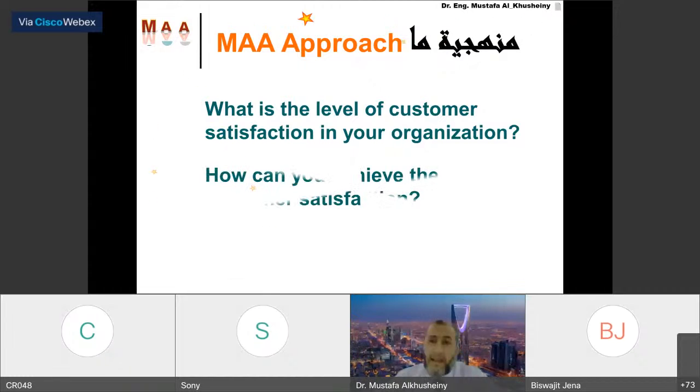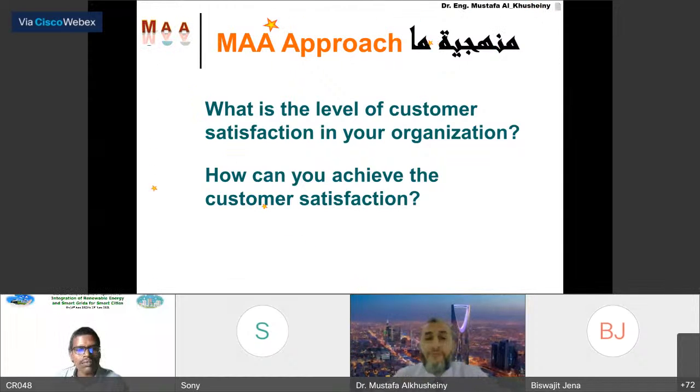But in the other type, we are asking about the procedure: how can we achieve the customer satisfaction? Now, the first question is the principle of my approach. We are focusing on the shortest way in auditing and getting the right result which we are looking for.